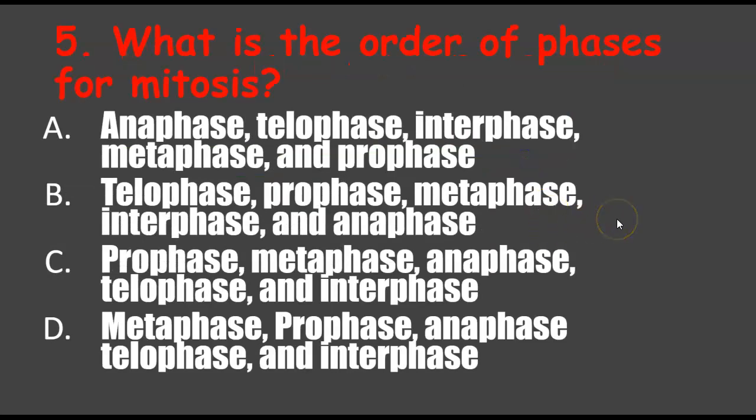All right, what are the order of phases for mitosis? So my hint for you whenever you get a question like this is, as long as you know the starting and the ending, you can pretty much figure it out. So it ends with the interphase. So if it ends with the interphase, I can cross all these out, A and B. So it's either got to be the prophase or the metaphase is what it starts with. And it starts with the prophase. It goes prophase, meta, ana, tele, and interphase.